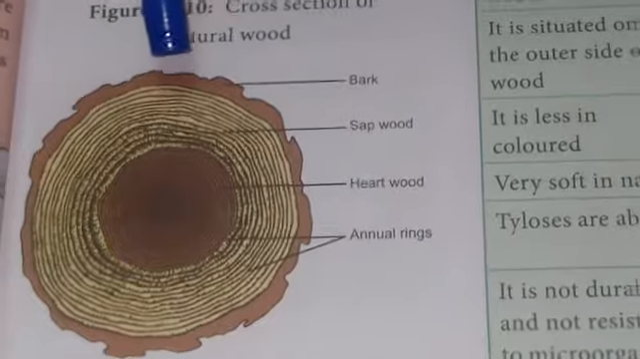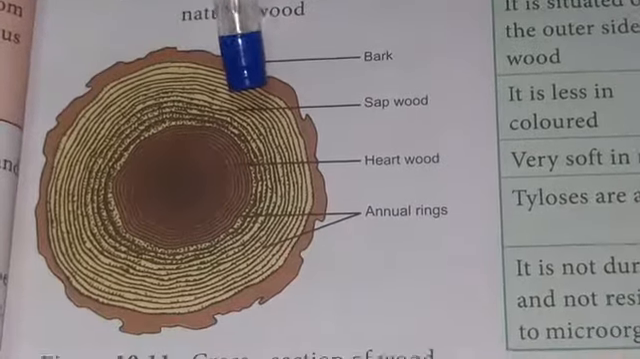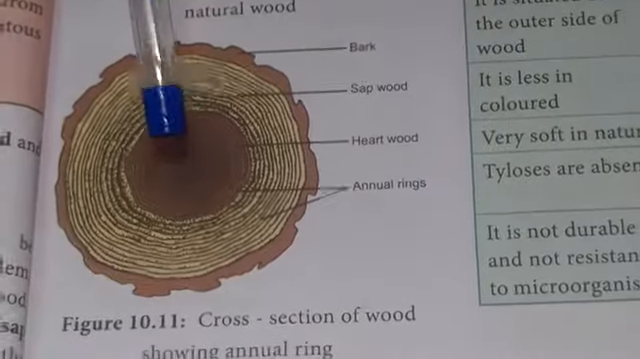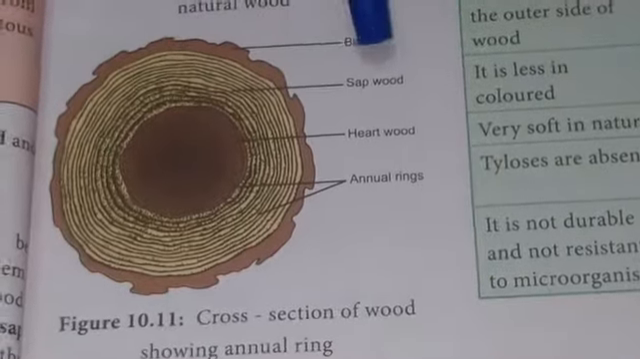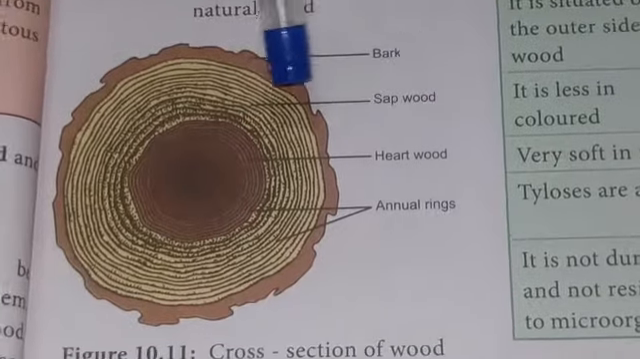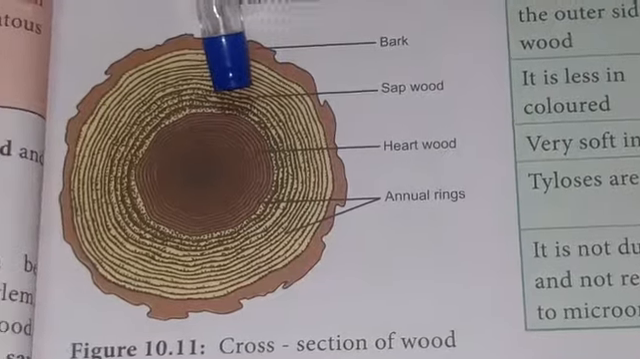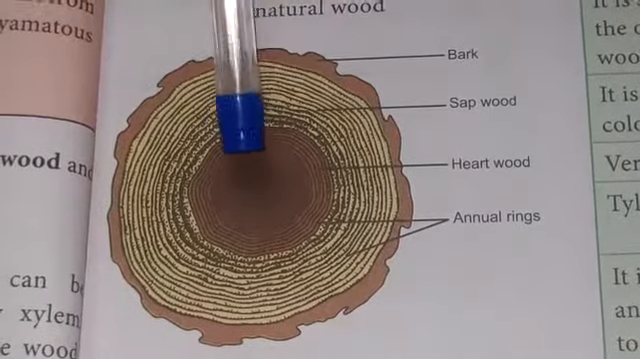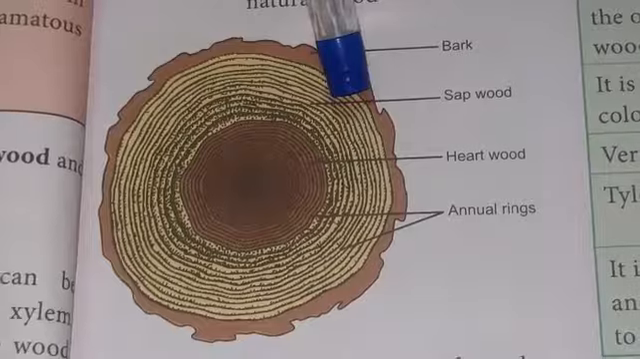So the wood is classified into two types. One is sapwood, another one is heartwood. The central portion is the heartwood, and it is surrounded by the sapwood. The heartwood and the sapwood can be distinguished in the secondary xylem.